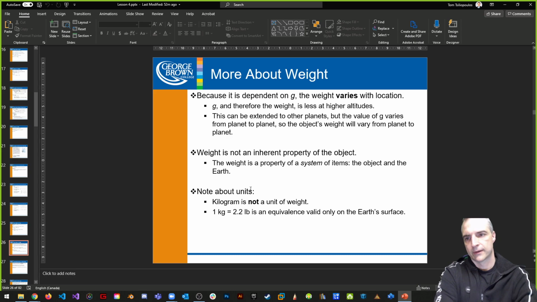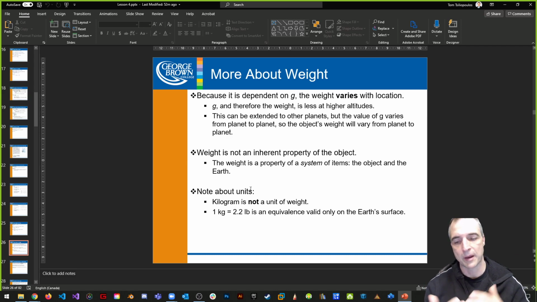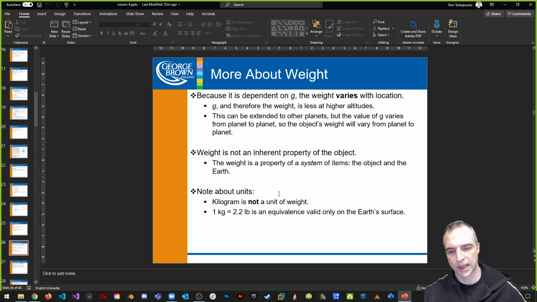More about weight. Because it is dependent on gravity, weight varies depending on the location. Again, it really depends on if we're closer to the planet's surface or farther away. On a rough estimate, 1 kilogram is roughly equal to 2.2 pounds as it's approaching the Earth's surface. Farther out, the apparent weight might be lower, because we're farther away.